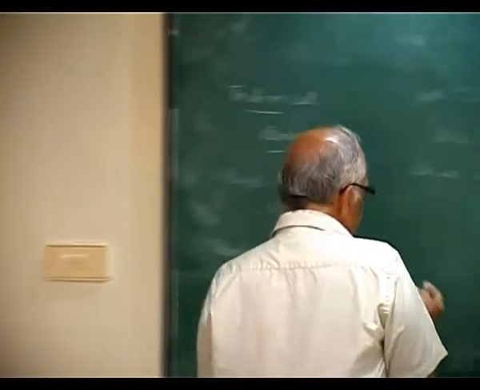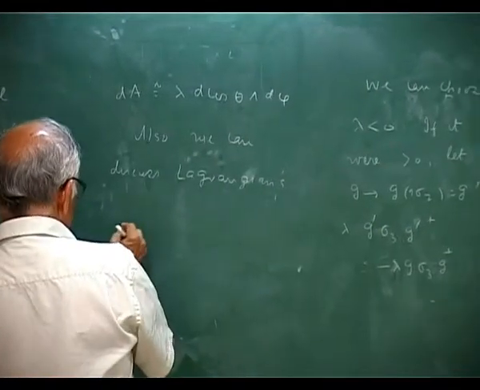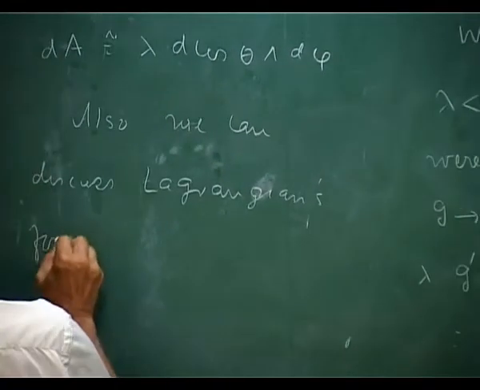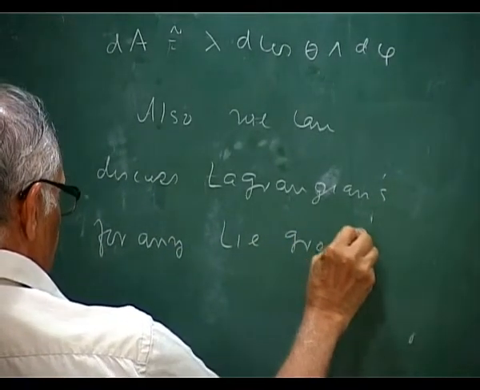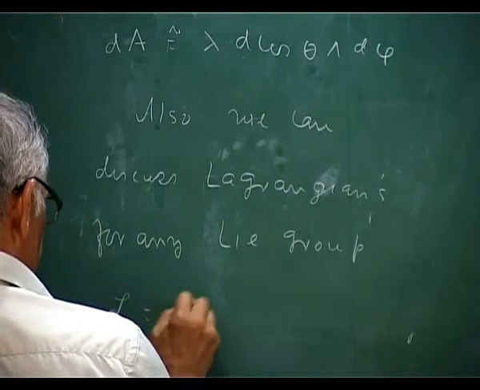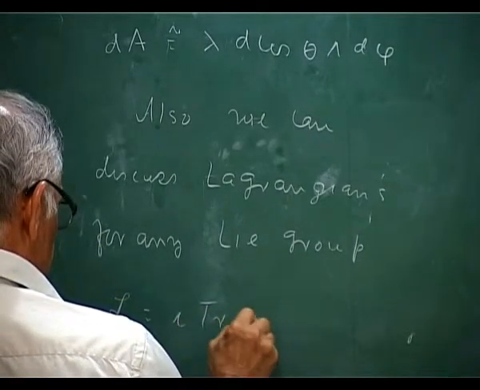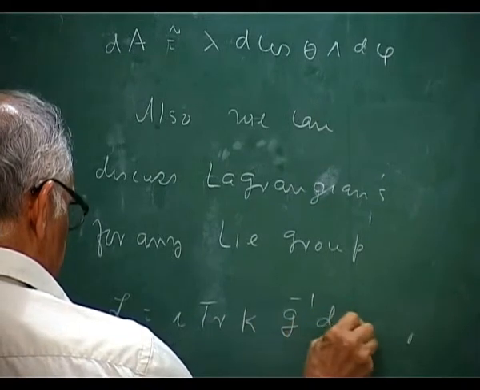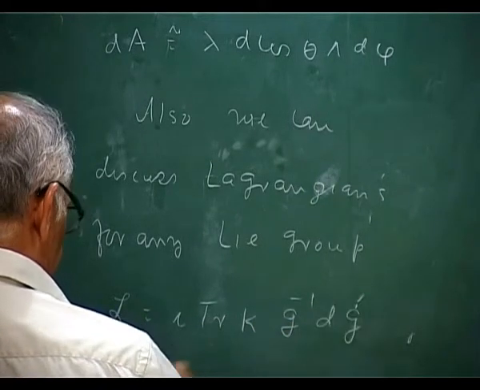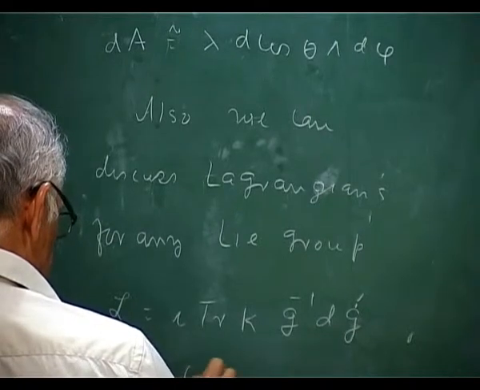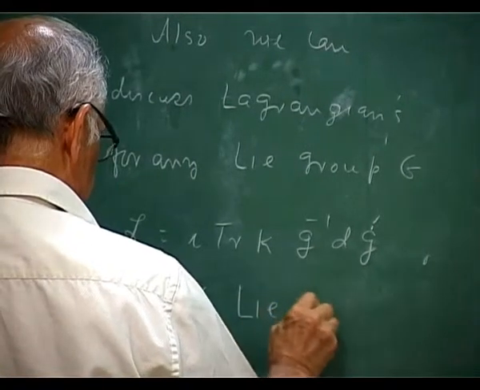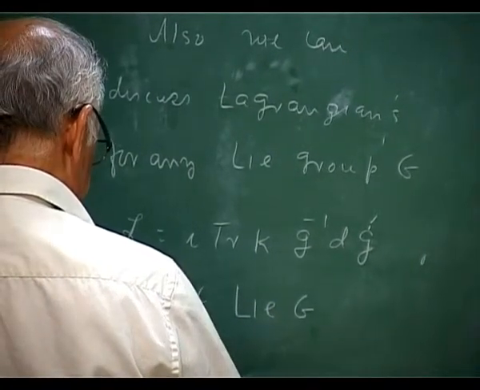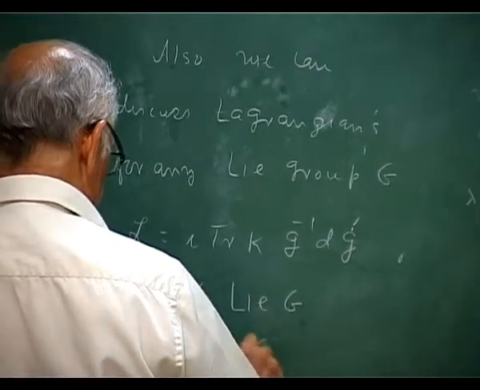You can also discuss a Lagrangian for any Lie group, which is something like i trace K g inverse dg, g dot. K is an element of the Lie algebra of the Lie group G, and g of psi is in G. I can write it like this.